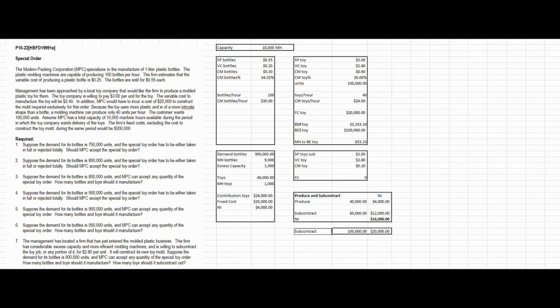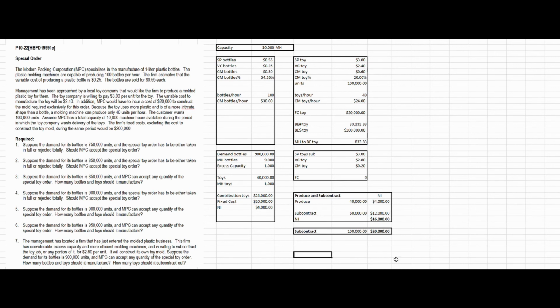If we just subcontract out the toys, we'll take all 100,000. We'll meet the demand for the toys of 100,000 by subcontracting it out. Each toy has a contribution margin of 20 cents, and that will generate a net income of $20,000. So what should we do here? We should not utilize this excess capacity and go ahead and subcontract out the full 100,000 units.